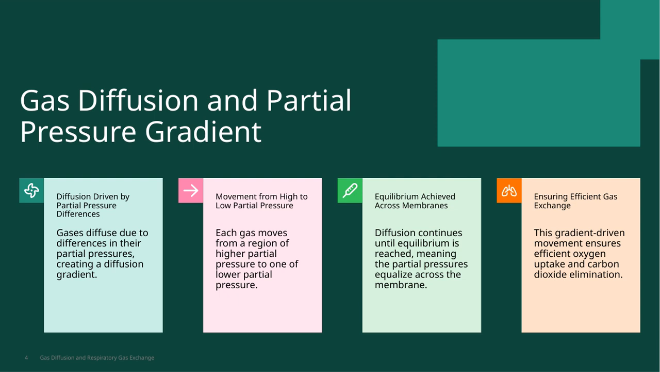membrane. This gradient-driven movement is crucial because it ensures that oxygen is efficiently taken up by the blood and carbon dioxide is effectively eliminated. Understanding this mechanism helps us appreciate how our respiratory system maintains the balance necessary for proper gas exchange, supporting overall respiration and cellular function.